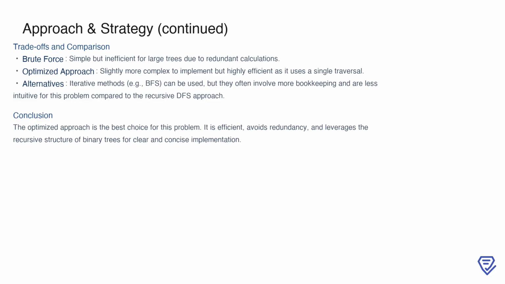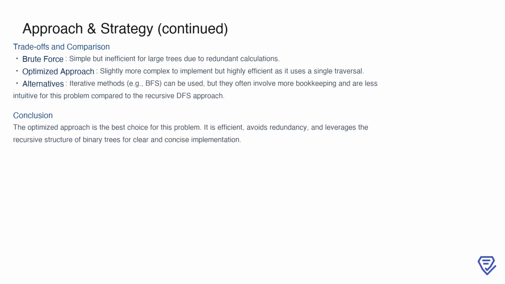On the other hand, the optimized approach is slightly more complex to implement, but it excels in efficiency by utilizing a single traversal to compute both height and diameter simultaneously. While alternatives like iterative methods using breadth-first search exist, they tend to involve more bookkeeping and are less intuitive for this particular problem. The recursive depth-first approach aligns naturally with the structure of binary trees, making it both clear and concise to implement.